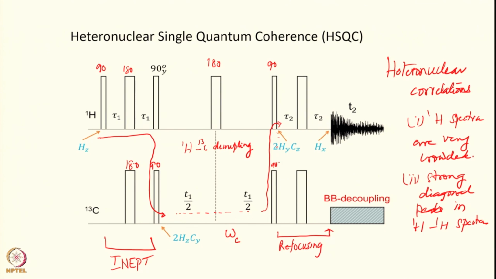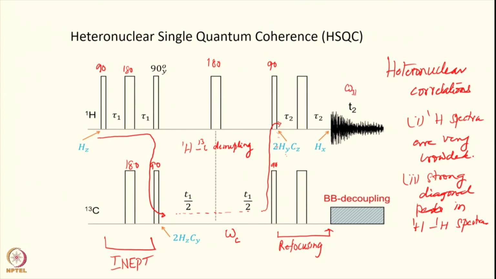When I apply the two 90-degree pulses, it is converted to antiphase proton magnetization, and then during the refocusing period I will get the in-phase proton magnetization. So HX represents in-phase proton magnetization. In-phase means that when I detect the signal during the period T2, I can decouple carbon. All the proton carbon coupling is removed during the T2 period. Alright. So what do we have now?